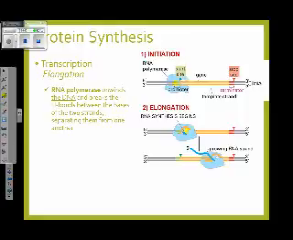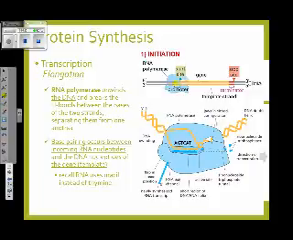Transcription elongation is the next step. First we initiated, next we're elongating, which means it's going to start unwinding the DNA by breaking the hydrogen bonds between your bases, and the two strands separate from one another. Base pairing occurs between incoming RNA nucleotides.